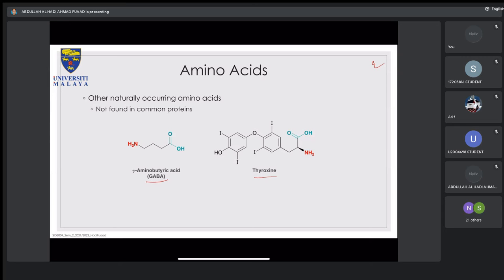Our protein, at least for humans, only consists of the 20 naturally occurring amino acids. But if you move to a different organism, they might have more than 20, especially if you consider the L and D amino acids. For example, most bacteria, gram-positive bacteria, also use D amino acid as part of their cell wall construction.